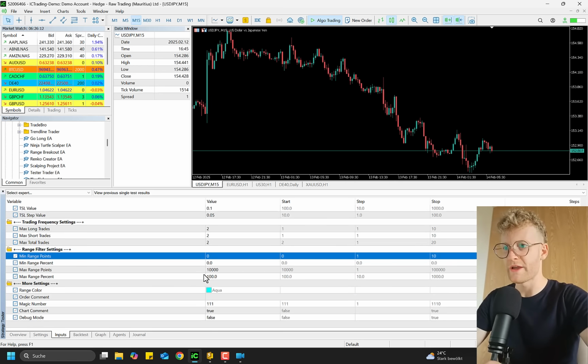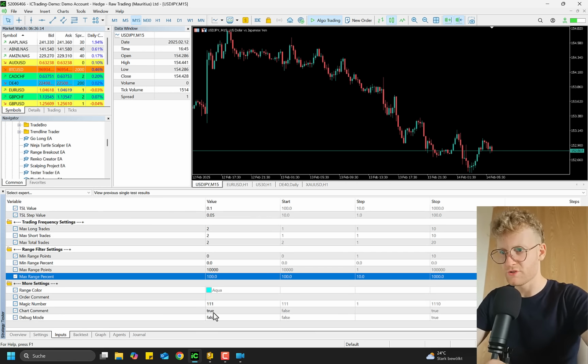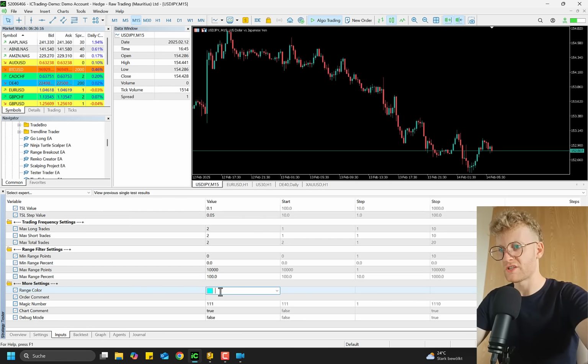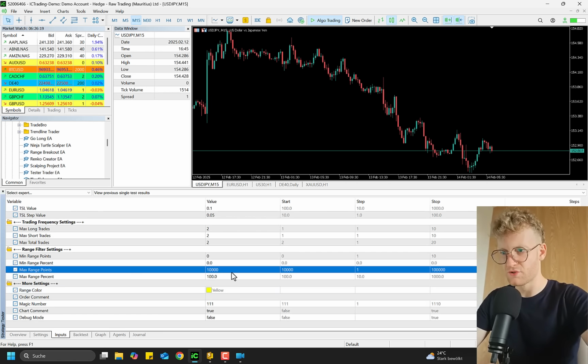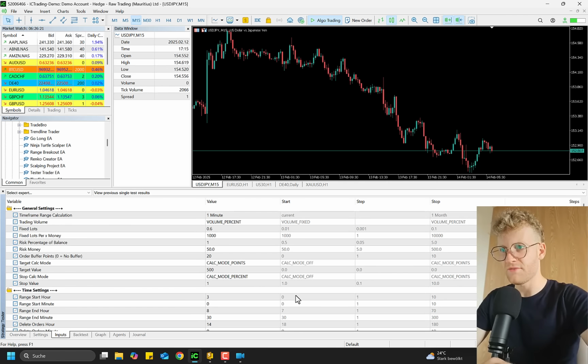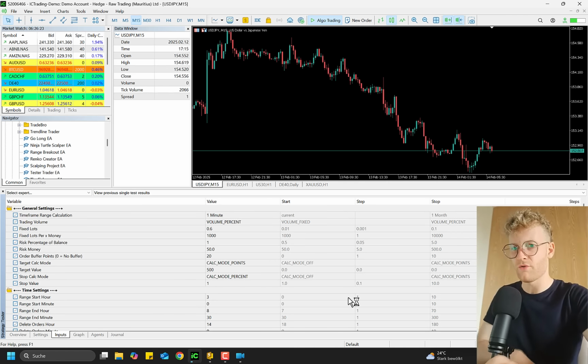And you could use the range filter. Yeah, let's not use the range filter for now, but maybe let's change the color here because I don't want to confuse you too much. And if I use all of these settings, we can see how this turns out.